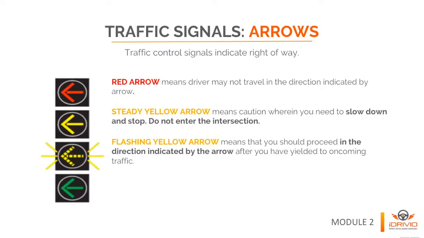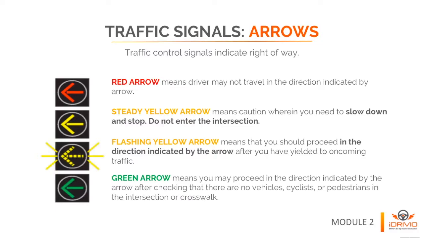A flashing yellow arrow means that you should proceed in the direction indicated by the arrow after you have yielded to oncoming traffic. A green arrow means that you may proceed in the direction indicated by the arrow after checking that there are no vehicles, cyclists, or pedestrians in the intersection or crosswalk. A green arrow to the left means that you are making a protected turn, because the oncoming traffic will have a red light.